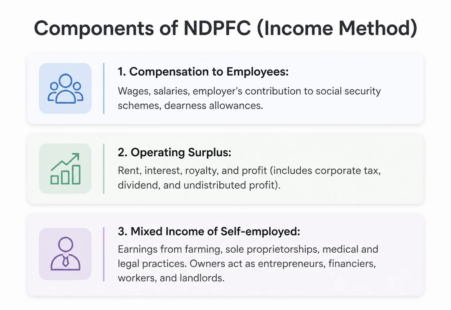Compensation to employees includes wages, salaries, and, importantly, the employer's contribution to Social Security. Note that the employee's own contribution is already part of their gross salary. Operating surplus captures property and enterprise income, rent, interest, royalties, and profits. Profit here includes corporate taxes, dividends, and retained earnings. Finally, mixed income applies to the self-employed, like farmers or freelance doctors. In these roles, the person is simultaneously the boss, the worker, and the financier, so their income is a mix of wages, rent, and profit.